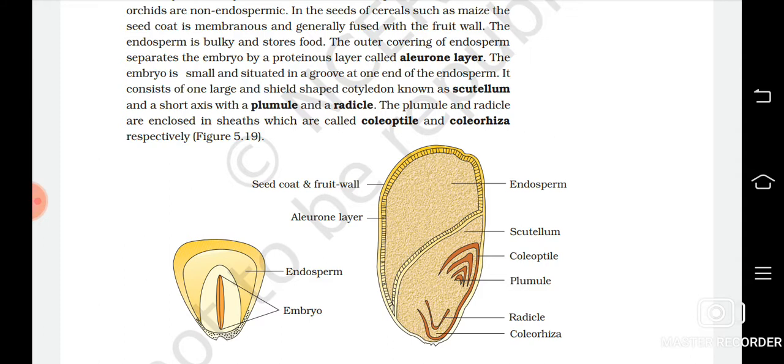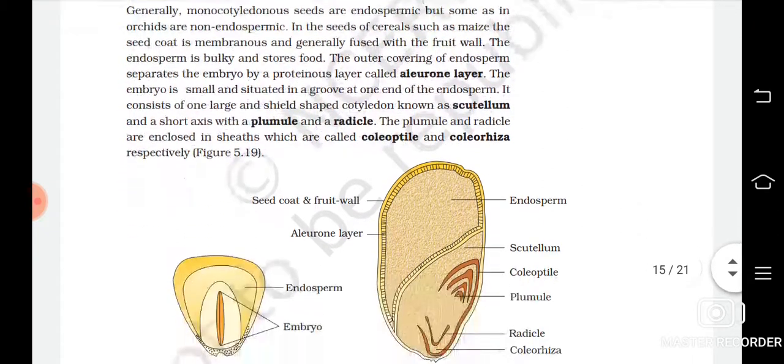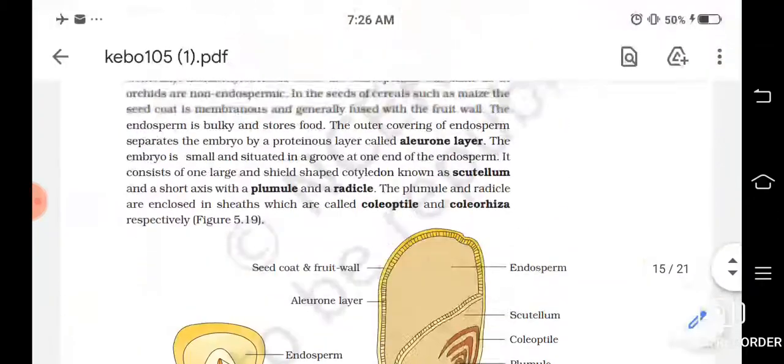So the embryonal axis consists of what? Plumule and radicle. Plumule will give rise to what? The shoot system, and radicle will give rise to the root system. Understood? And the plumule is enclosed by a sheath which is known as the coleoptile, and the radicle is protected by a sheath known as coleorhiza. So this is the structure of what? Monocot seed.